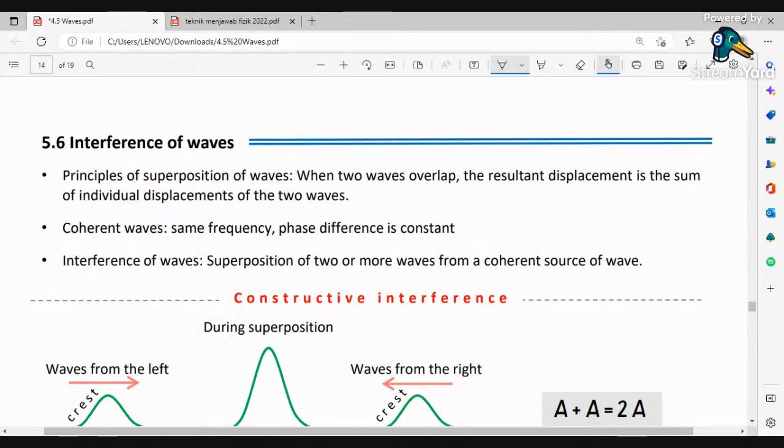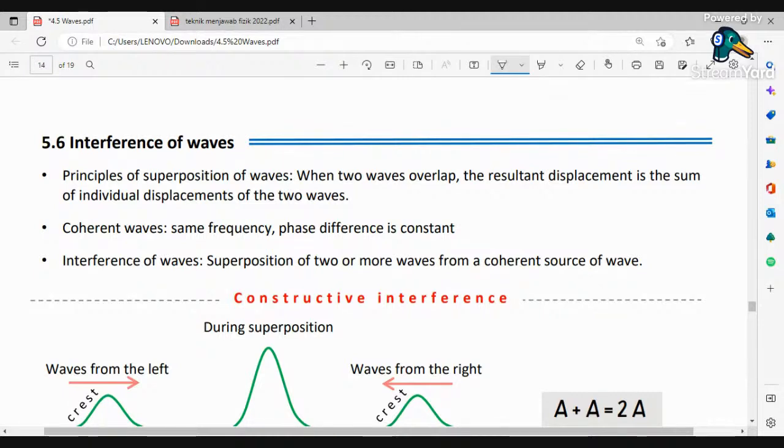Okay, let's look at 5.6 interference of wave. Before we have discussed three phenomena of wave: reflection, refraction and diffraction. Now is the last one, interference of wave. Okay, what you should know about interference of wave.